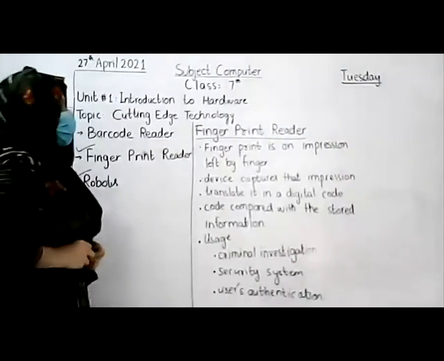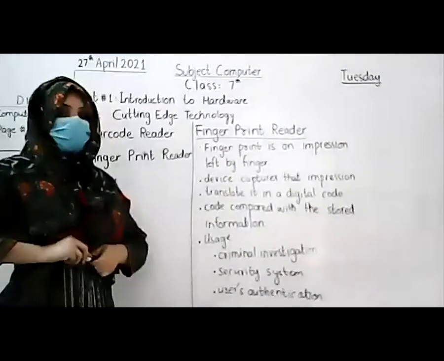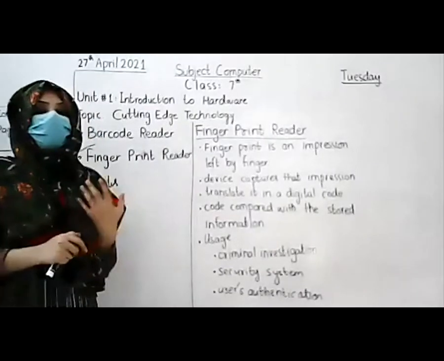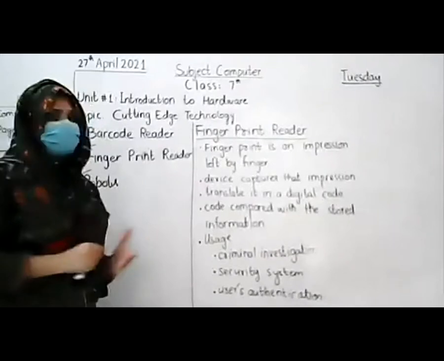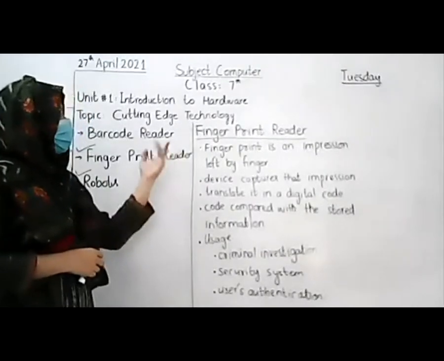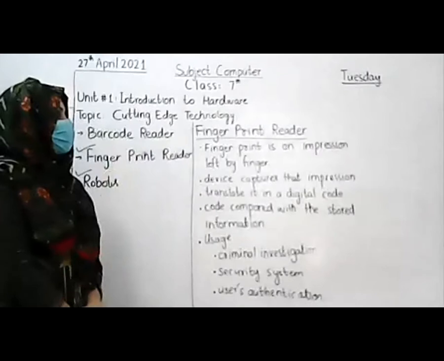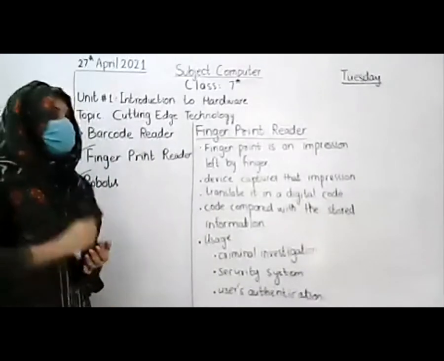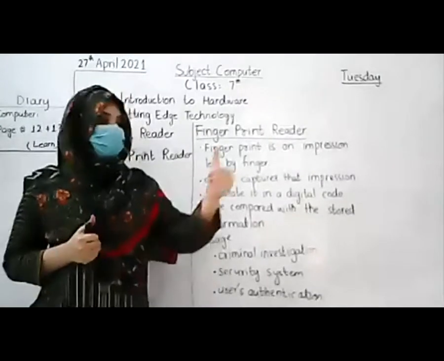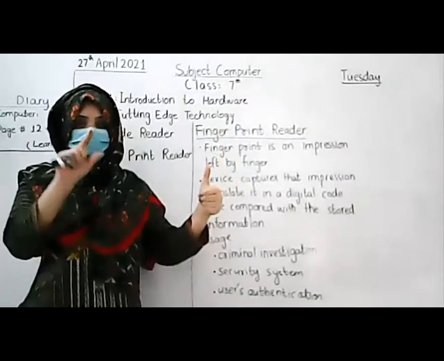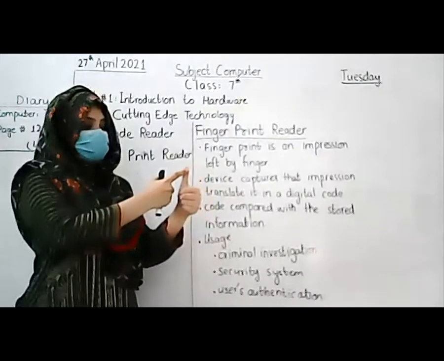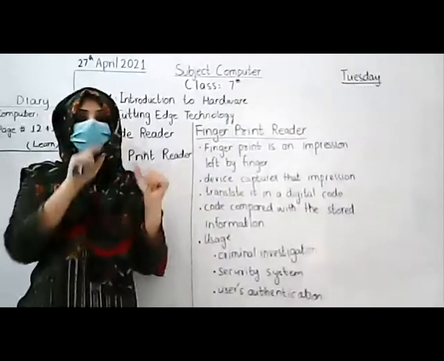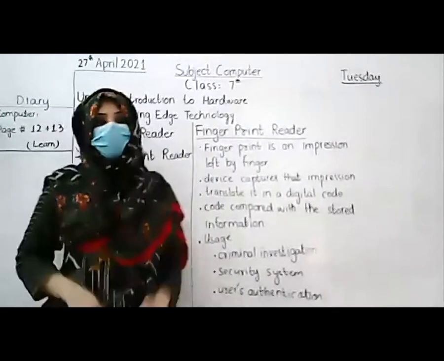First of all, we will talk about the fingerprint reader, which is the most advanced technology nowadays. So what is the fingerprint reader? Basically, it is an electronic device which scans the thumb's impression. It is a device where you have to place your thumb and it will scan the impression on this thumb.